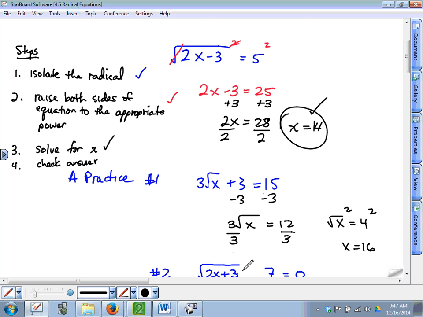Okay, I want you to try that second one on your own. Go. Question 2 at the top of page 266. Try it on your own.